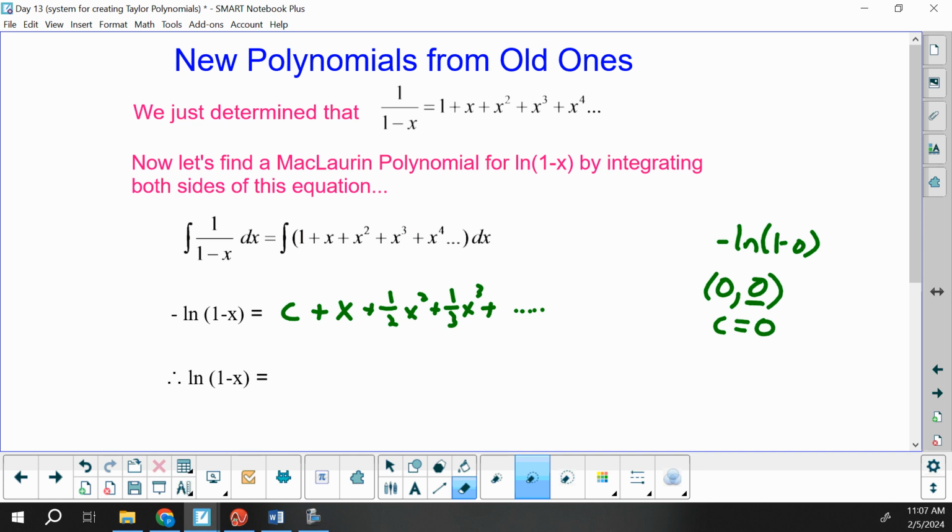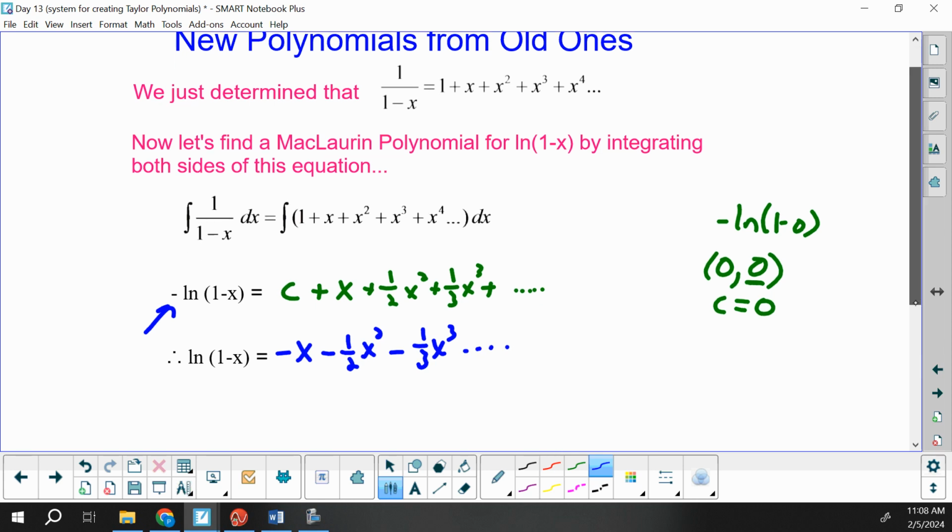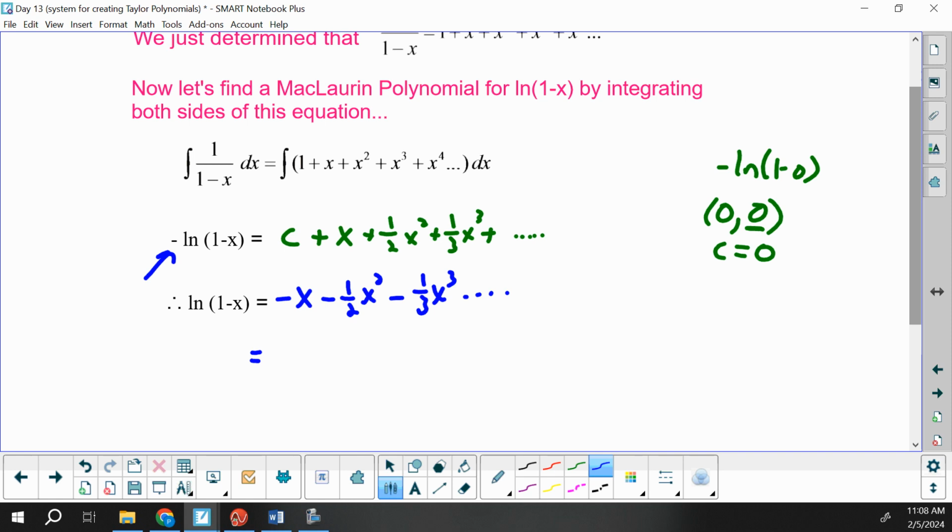So when we rewrite the next step, we're going to do two things. C is going to go away because c is 0. And also, we've got to get this negative over to the other side. So we're going to divide the negative 1 over, and remember c is gone now because it's 0, so we'll have negative x minus 1/2 x squared minus 1/3 x cubed, and so on. You also could write that with them over the 2, so you could do like negative x minus x squared over 2 minus x cubed over 3, and so on, as we've seen many of our other ones written.